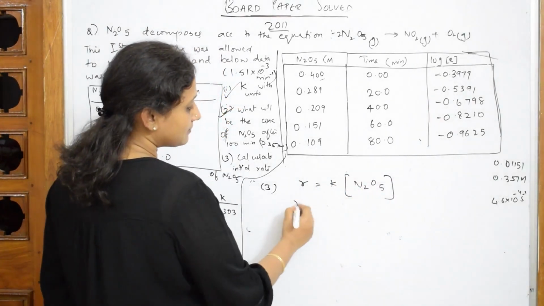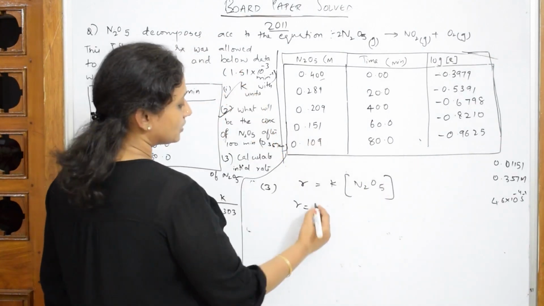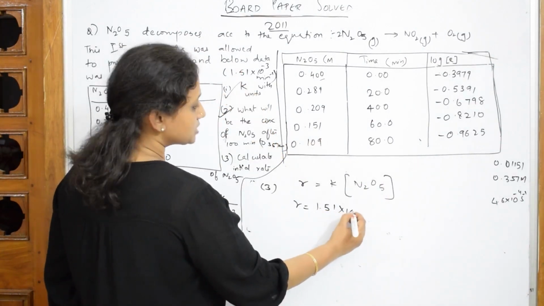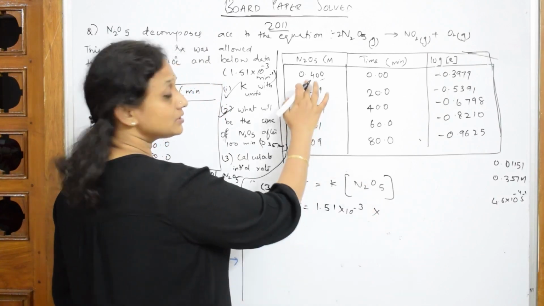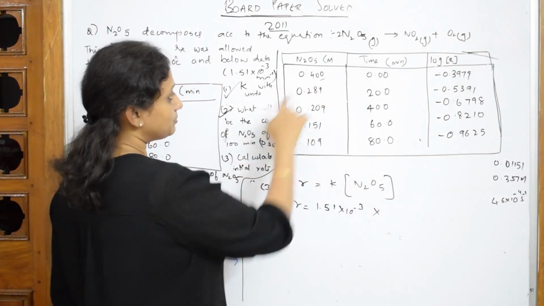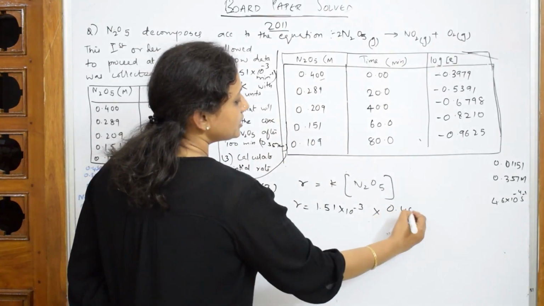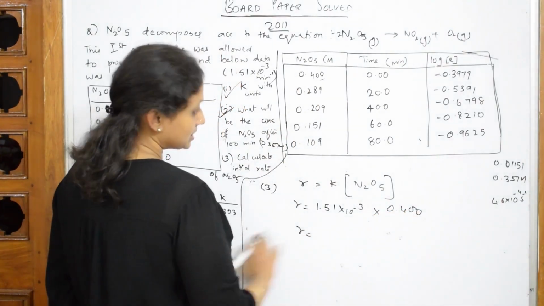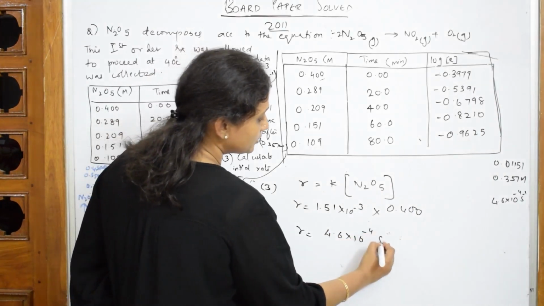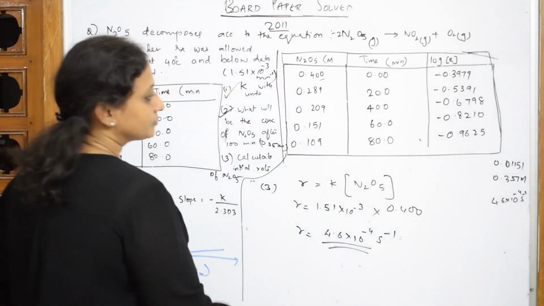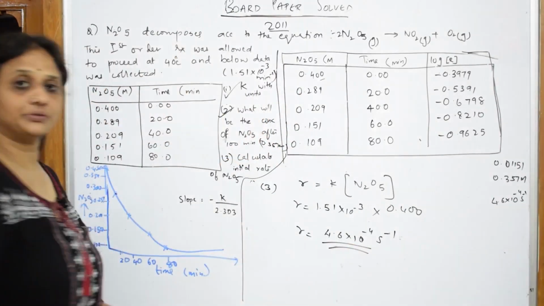How much did I get as the K value? I got it as 1.51 into 10 raised to the minus 3 into, what is the initial concentration of N2O5? Because they said initial, pick up the initial value 0.40. When you solve this, you get an answer of 4.6 into 10 raised to the minus 4 second inverse. This is your sum. This is how we are going to do.